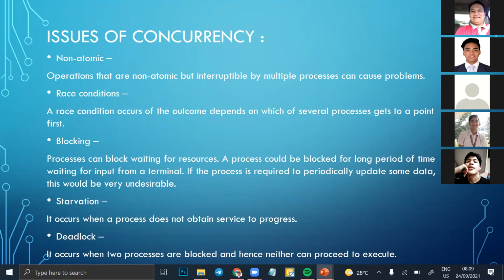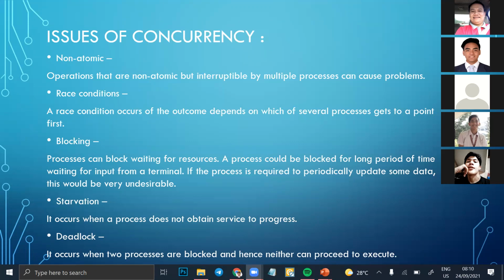So for the next one, issues of concurrency. The first one is non-atomic operations. Operations that are non-atomic but interruptible by multiple processes can cause problems. So operations that are non-atomic but interruptible can still cause an interruption in your process or in your operating system. The second one is race conditions.